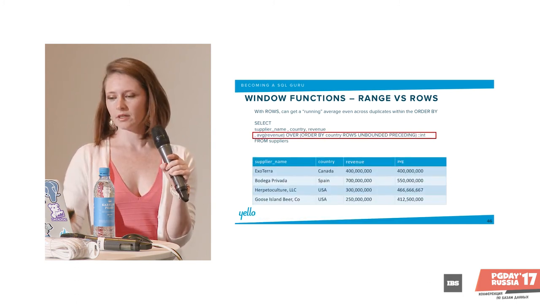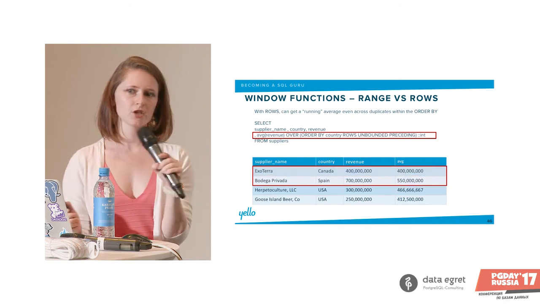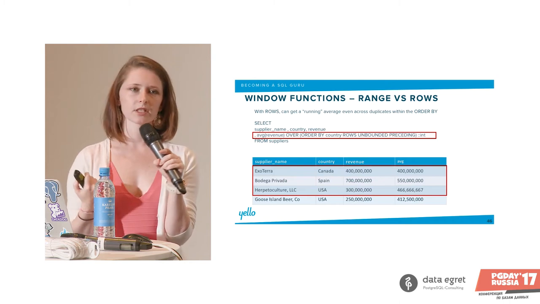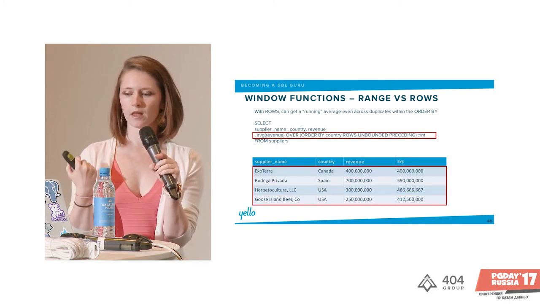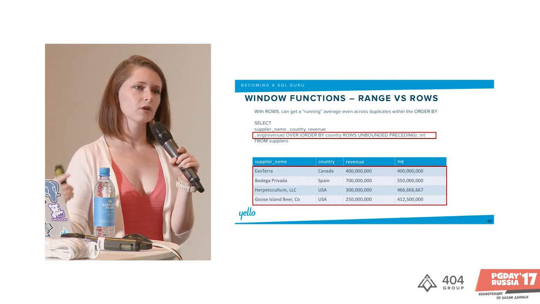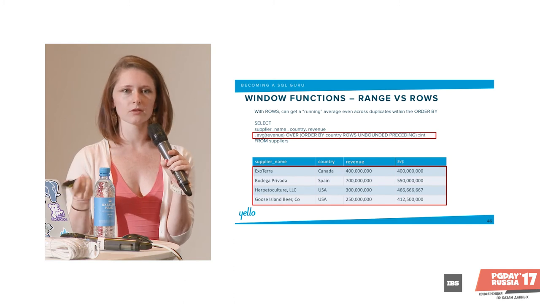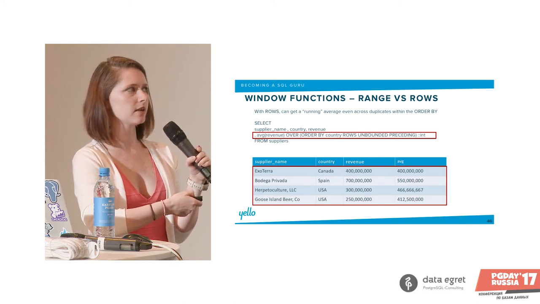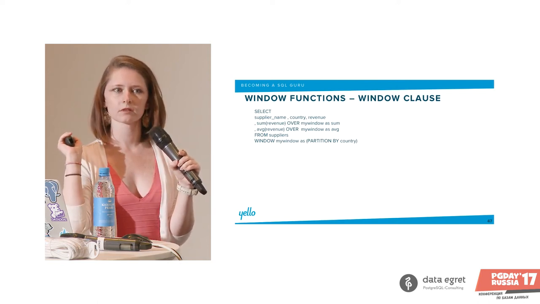Okay? Now, if we do the same exact query but change this to be rows unbounded preceding, we see something different. So the first two are the same, but now the first row that has USA in it is treated independently of the second row, and we get different running averages, and it actually runs for every single row. Does that make sense to everybody? Questions?